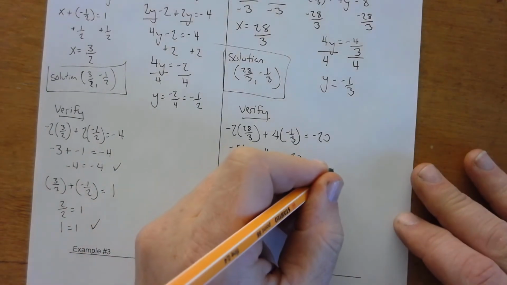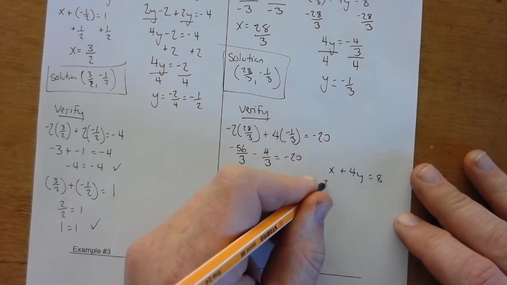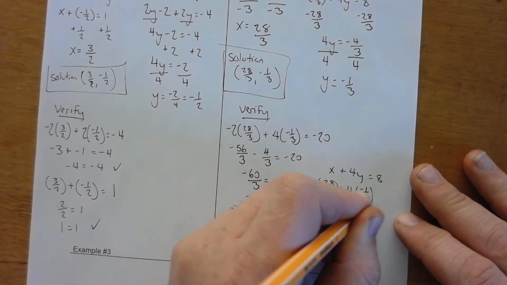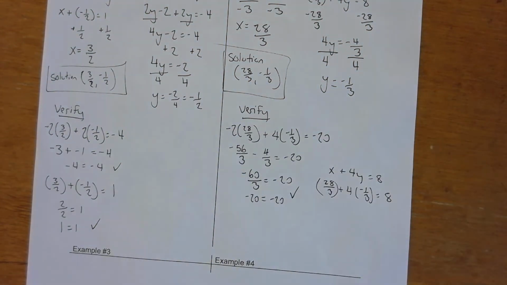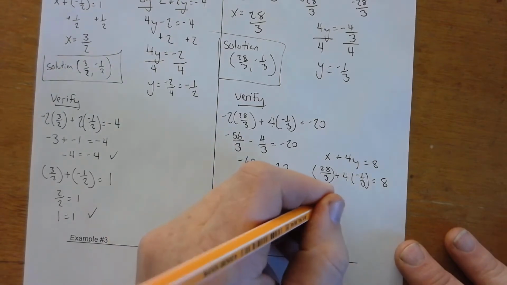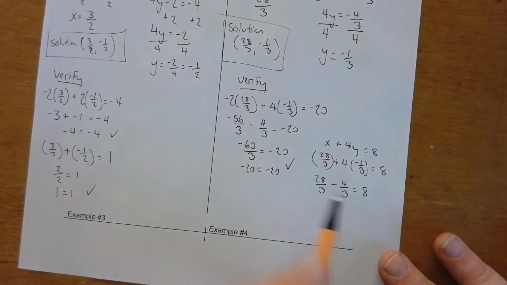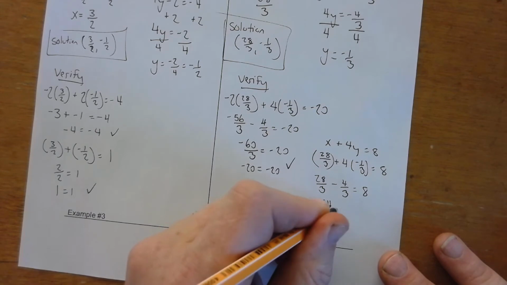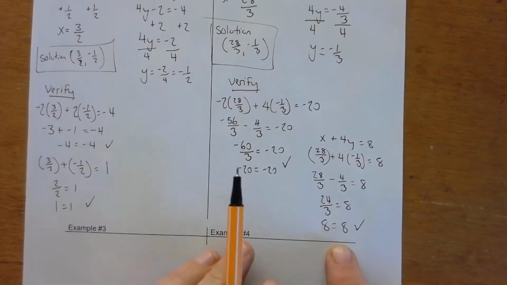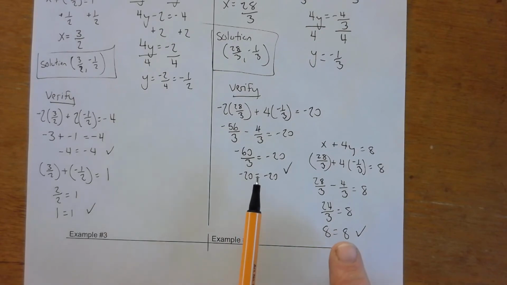My second equation is x plus 4y equals 8. So I have 28 thirds plus 4 times negative 1/3 is going to equal 8. So I have 28 thirds, and 4 times negative 1/3 is negative 4 thirds. 28 subtract 4 is 24. So I have 24 divided by 3, which is 8, and 8 does equal 8. So my solution of 28 thirds and negative 1/3 solves both equations.